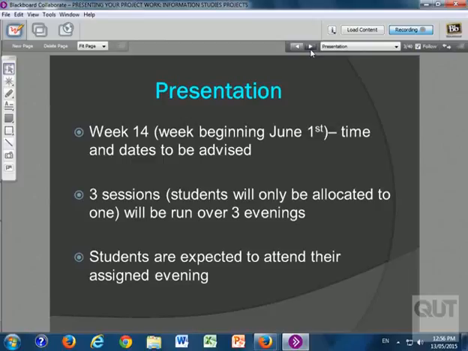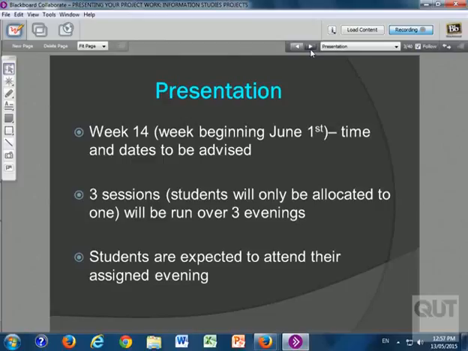Okay, so a little bit of the housekeeping stuff to start with, which we usually do. Week 14, beginning the 1st of June, is the week that we'll be doing our presentations. The times and dates are still to be advised. I have mentioned that a number of times, but just to reiterate, we still have to decide on the times and dates, but they will be in week 14. You have a calendar, and you'll notice that the university semester calendar runs up to week 13. It doesn't tell you when week 14 is. So I'm telling you now, week 14 begins on the 1st of June.